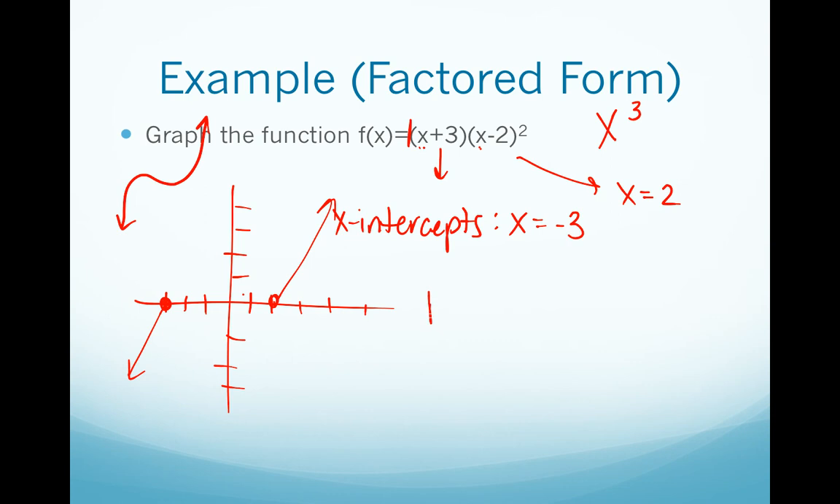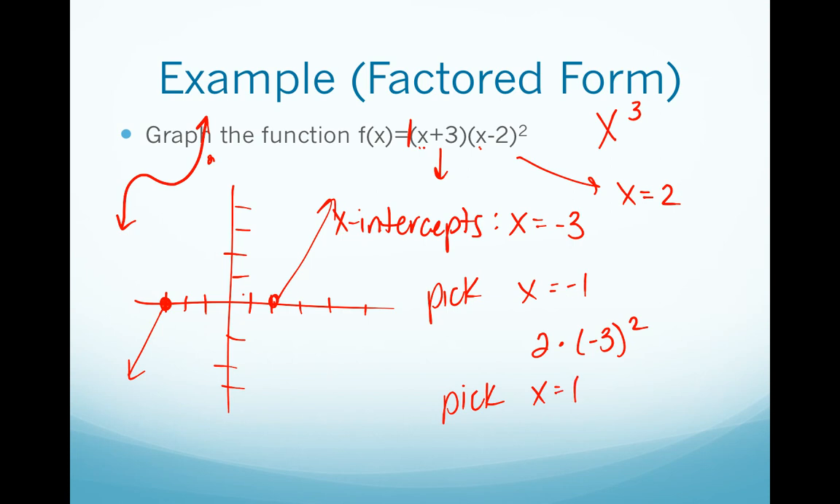If not, you can pick some x values and solve for y. Pick some values that are in between here. So maybe I pick x equals negative 1. If I plug in negative 1, I get 2 times a negative 3 squared. So it's going to be 9 times 2, or 18. So at negative 1, I'm way up here at 18. So I'm just going to estimate where that would be. And then maybe I pick x equals positive 1.